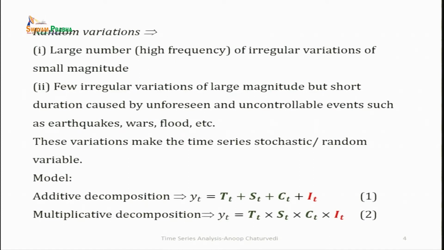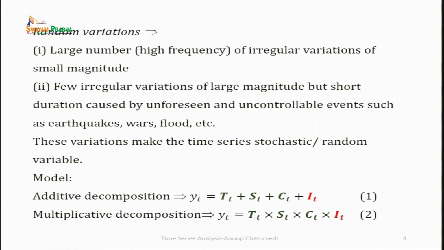And in any time series, these random variations are usually large in number, meaning these variations have very high frequency, but small in magnitude. So, in fact, there are two kinds of random variations: a large number of irregular variations of small magnitude, and then sometimes you also observe a few irregular variations of large magnitude, but for short duration. Such irregular variations which are of large magnitude but occur for a shorter duration are caused by unforeseen and uncontrollable events such as earthquakes, wars, floods, etc.